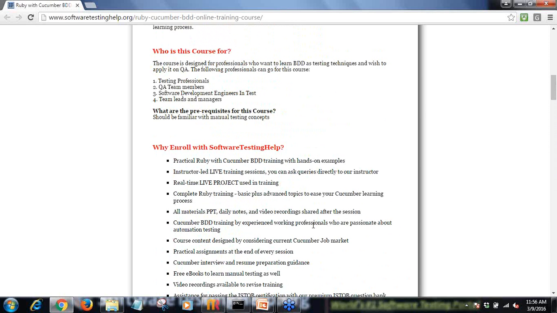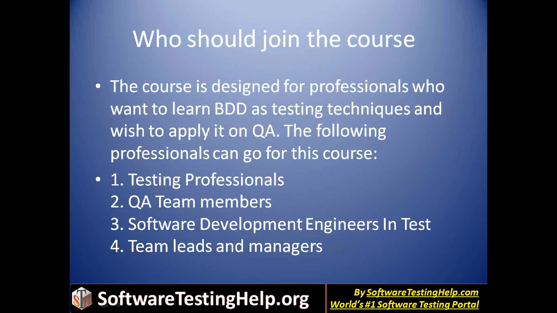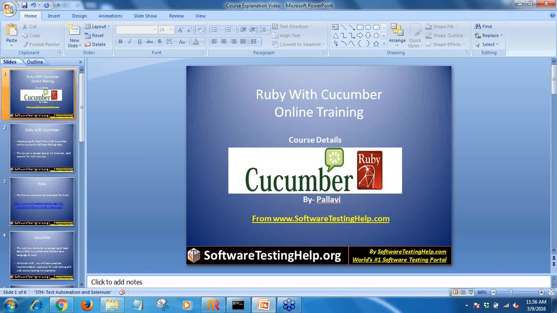The course is primarily designed for QA testing professionals, people who want to learn BDD as a technique to improve their test automation ability, for team leads, for managers, for software development engineers. BDD as a technique is widely accepted now, and there is a lot of demand for people to know about Ruby and Cucumber as a tool so that they can be used effectively in their project workspace. Well, that's about the course structure, how it is spread out, what all modules will be covered, and who is expected to join this course.